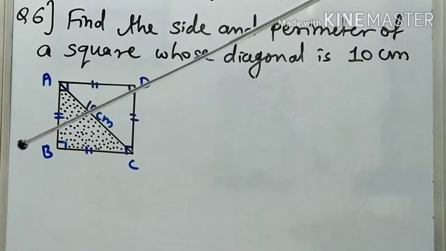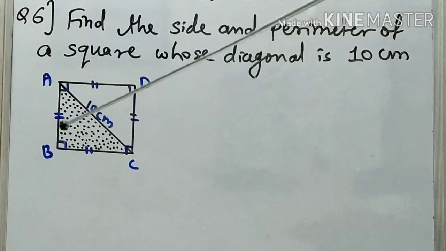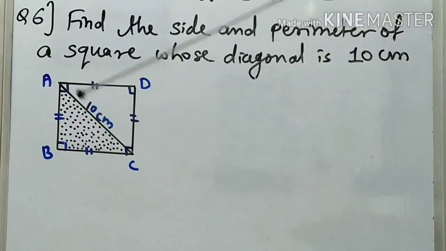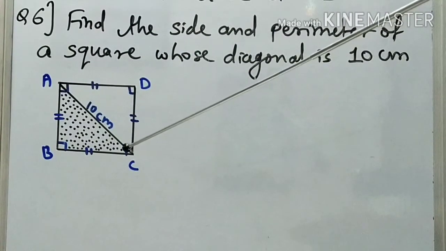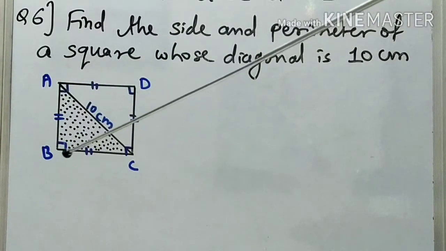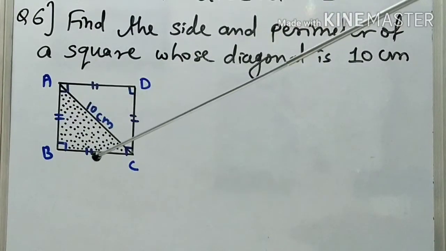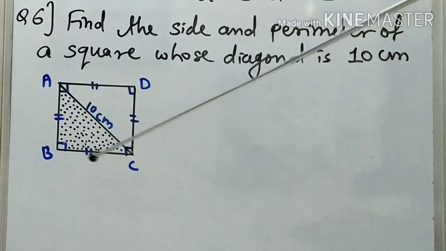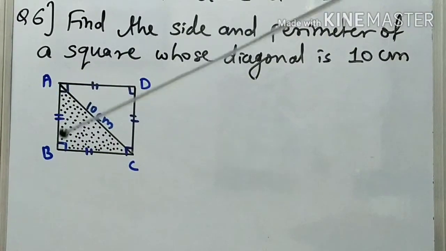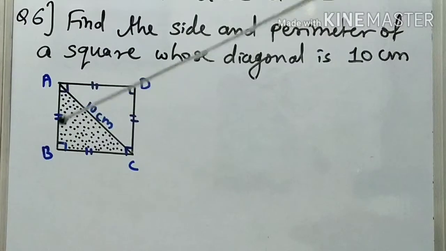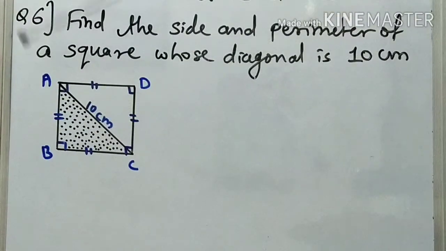Here we select one triangle, the triangle ABC, which is a right angle triangle, and AC, which is the diagonal of the square, is now the hypotenuse of this right angle triangle. Also the sides AB and BC are equal. So using Pythagoras theorem we find AB and BC, and the other sides AD and DC are also equal, as we find out AB and BC.